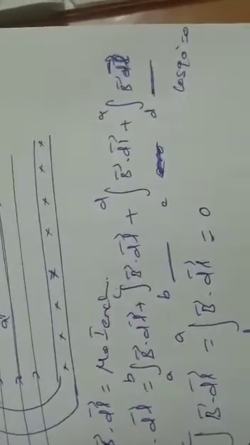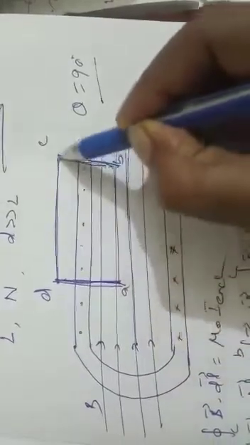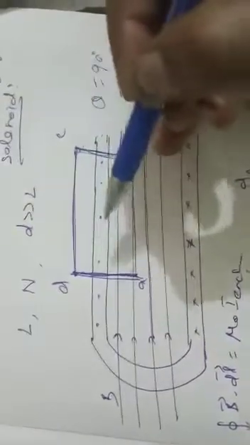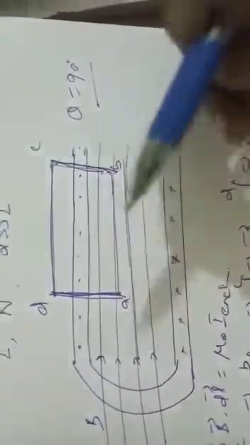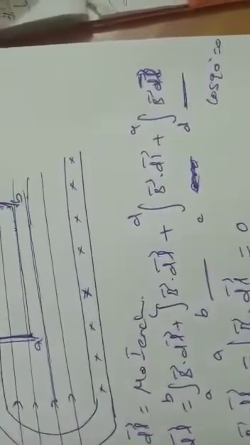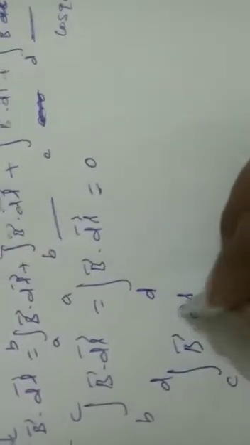Next, come to the outer part, that means CD. The length element CD is placed outside of the solenoid. Already we know the magnetic field outside the solenoid is 0. So the integral from C to D of B vector dot dl vector also will become 0.